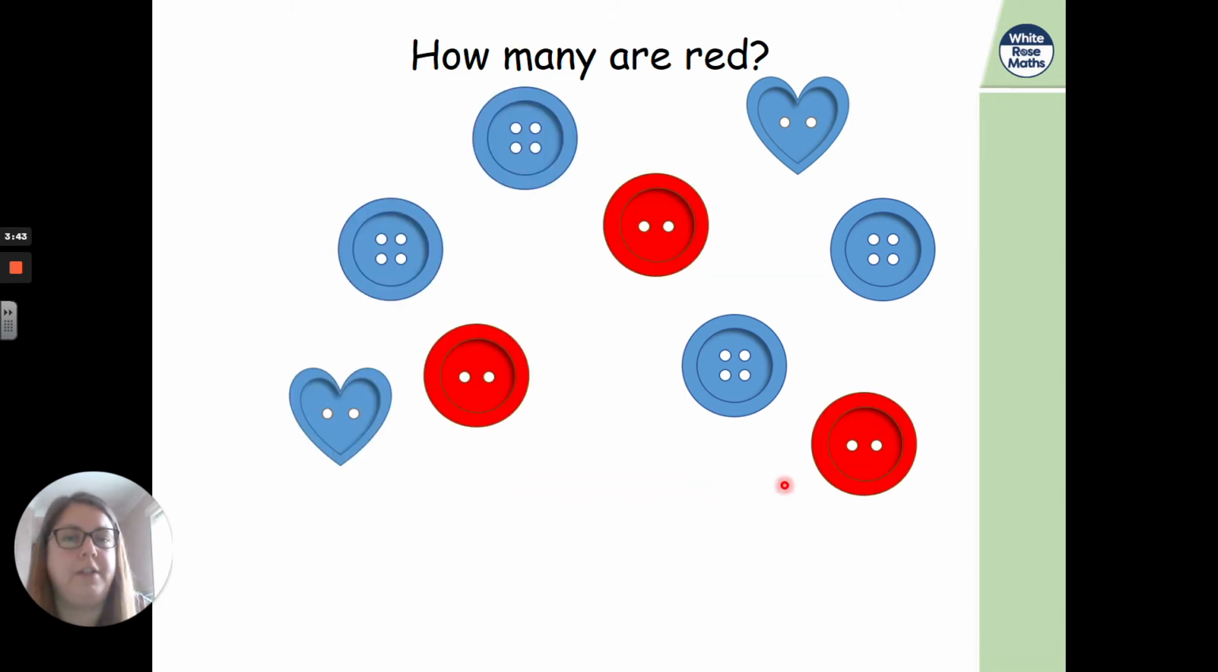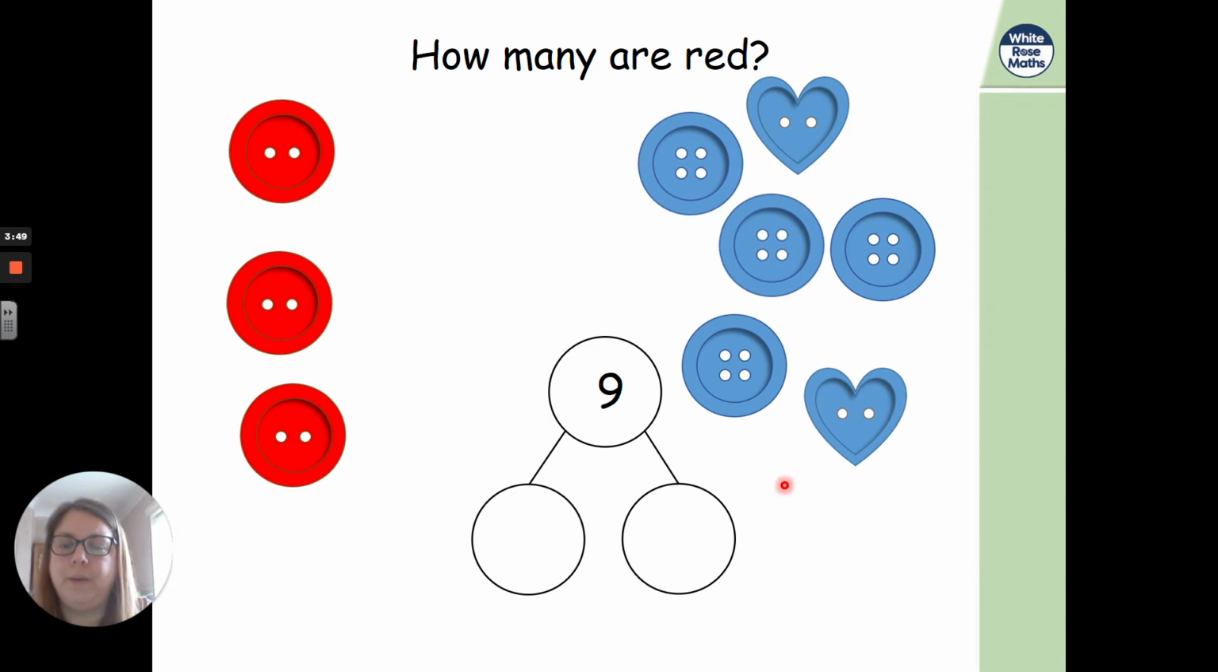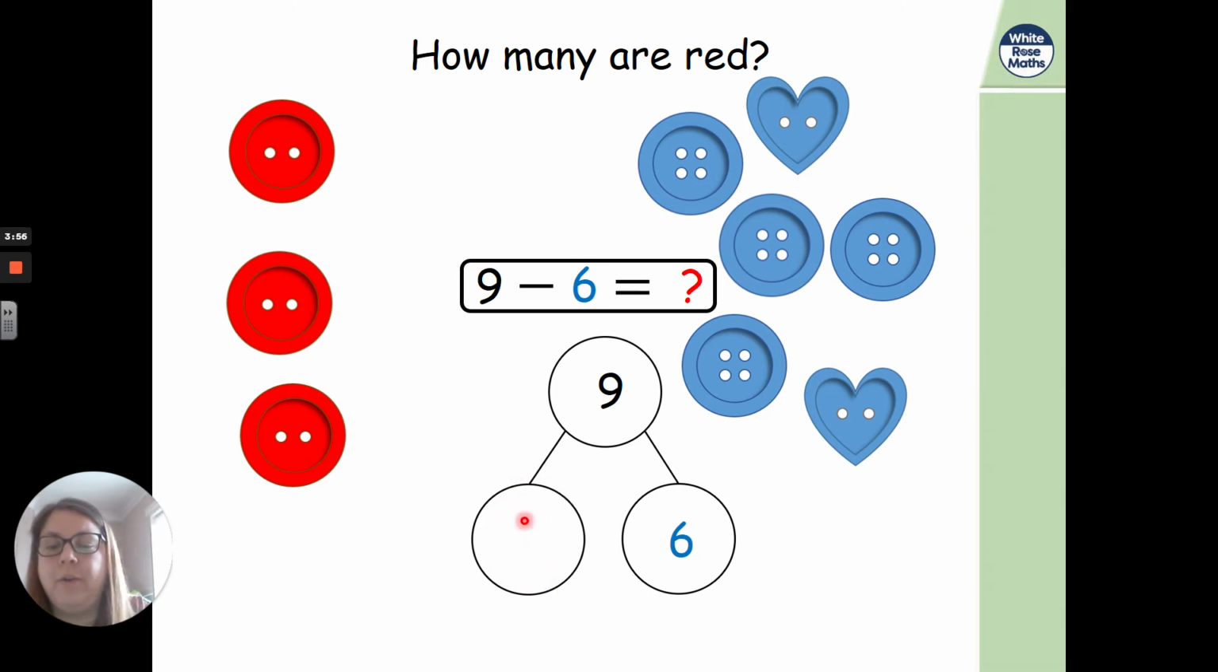Then the other way we can do it is we can look at how many are red. So again, our 9 is our whole, back into our 2 groups, and we know that we've got 6 blue, so we can relate it to then figure out our other part. So last time we did 9 take away 3 equals 6. So this time we're going to do 9 take away 6 equals 3. Can you see how 3 numbers you can use to make different number sentences like we did with addition? We're going to do it with subtraction as well.